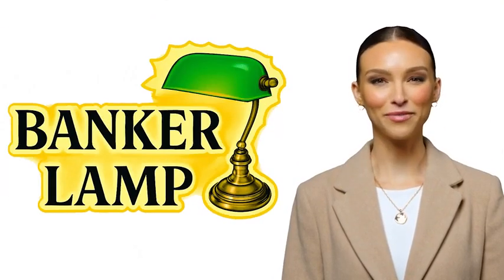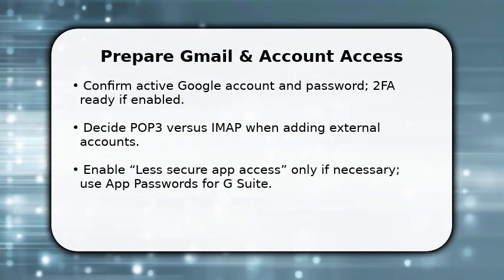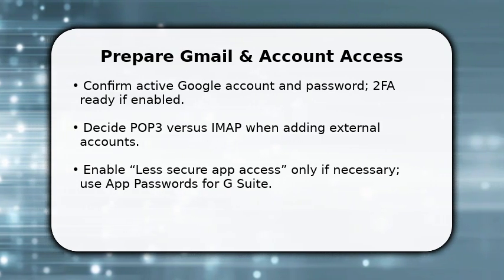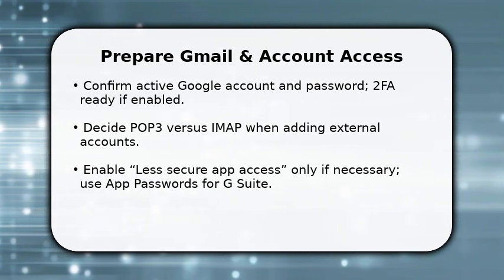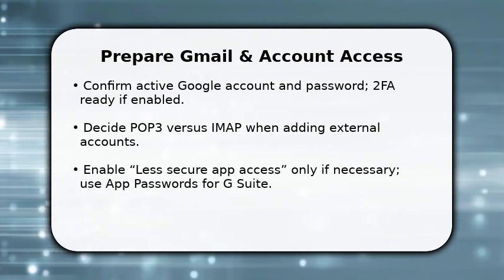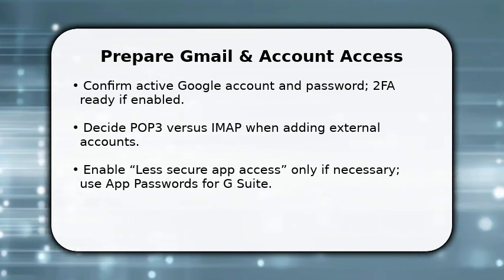Please enjoy the video. You'll start by confirming you can sign into Gmail and that two-factor authentication settings are accessible. Next, decide whether you need IMAP for syncing or POP3 for download only. That choice determines server settings. Once decided, open Gmail settings and navigate to Accounts and Import.